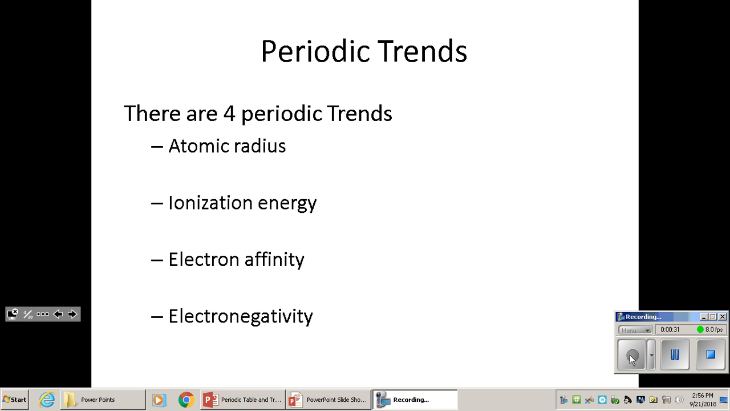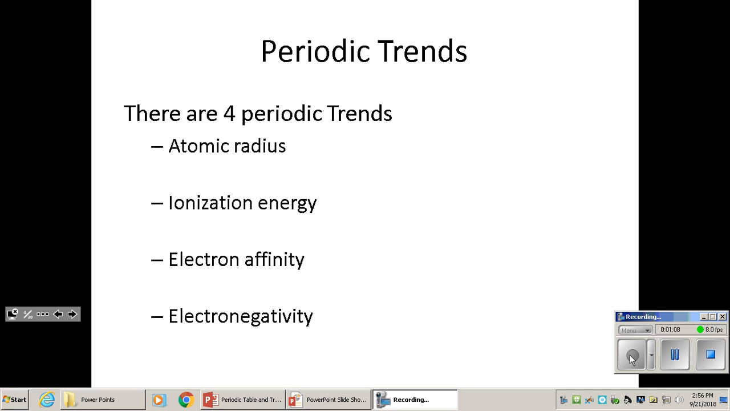There are 4 periodic trends that you will need to know. With these trends, you should be able to look at a periodic table and predict which element has the highest ionization energy, for example. But more importantly, I'd like you to be able to tell me why a particular atom might have a higher ionization energy than another. That is not really because of its position on the periodic table, but the reason the trends occur to begin with, which has to do with the layout of the periodic table.